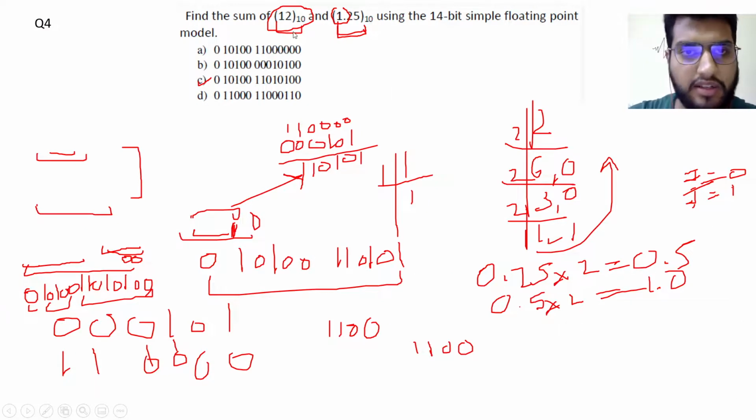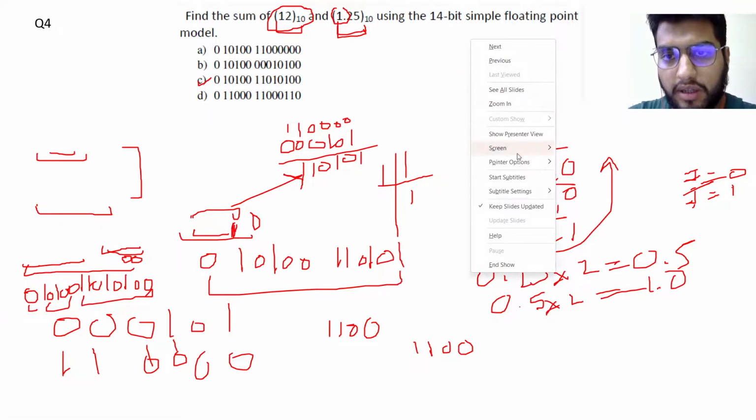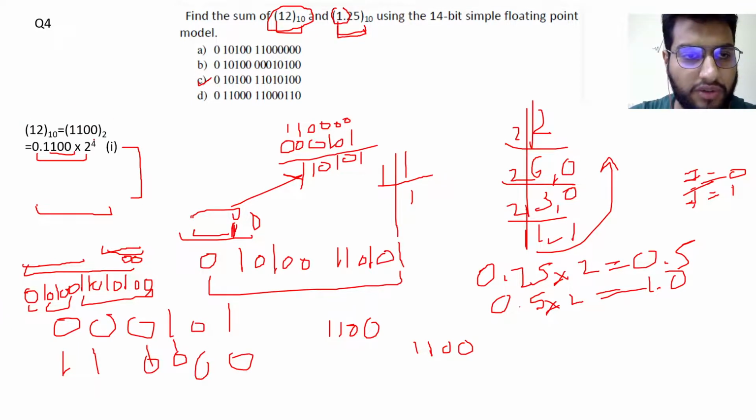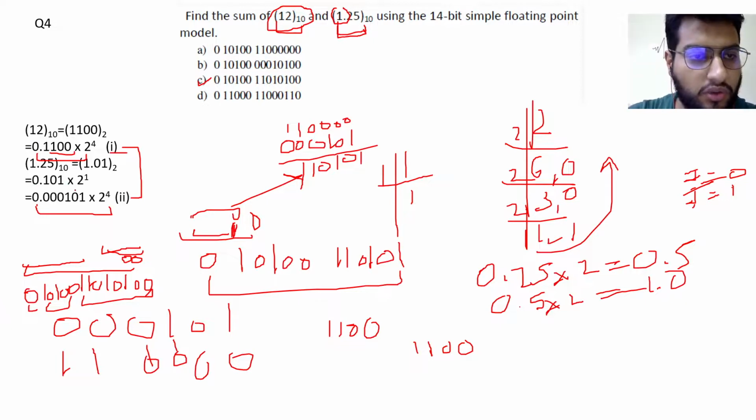So now we can move to question number 4. We are asked to find the sum of these two numbers using the floating point model. What I did here is I first converted 12 into binary. It is simply 1100, and then normalized it: 0.1100 into 2 to the power 4. This is expression 1. Then I converted 1.25 into binary. This is 1.01. I have shown you the steps previously. When normalizing it, it is 0.101 into 2 to the power 1.